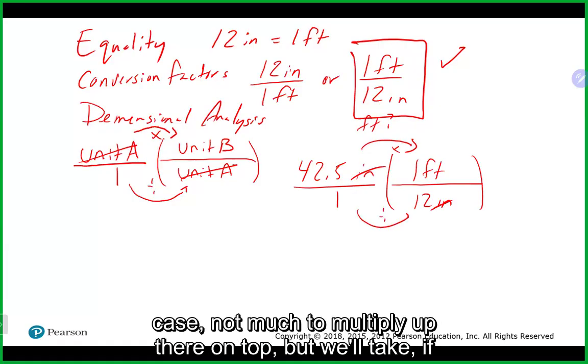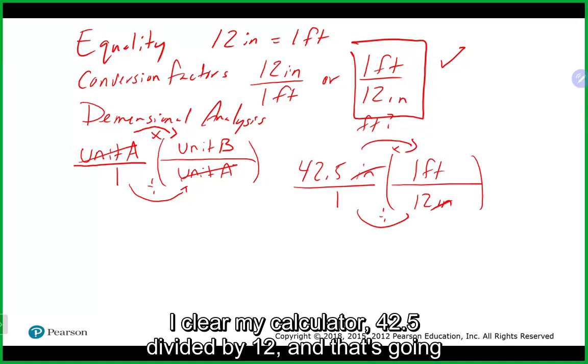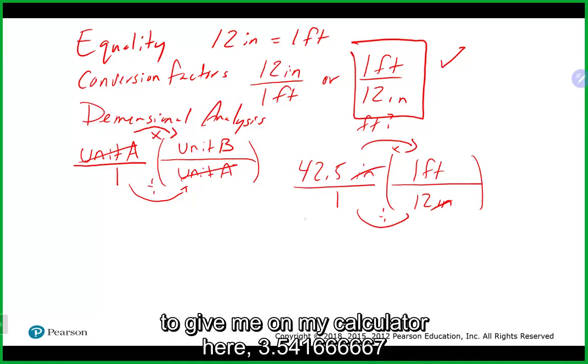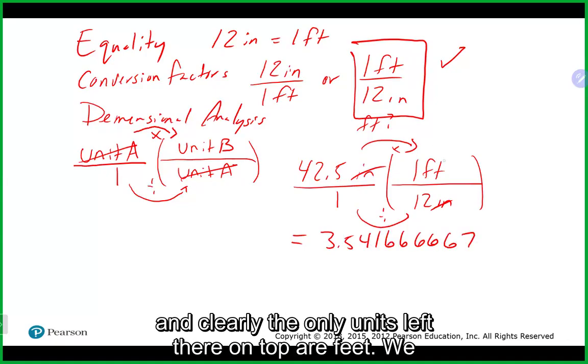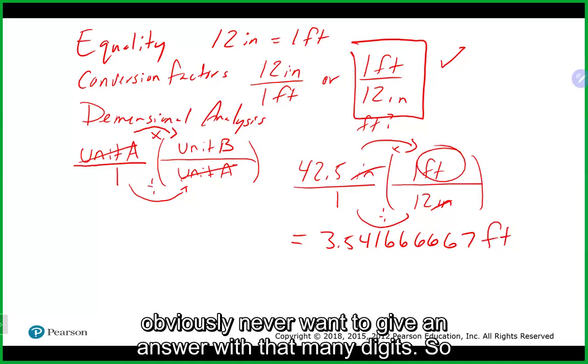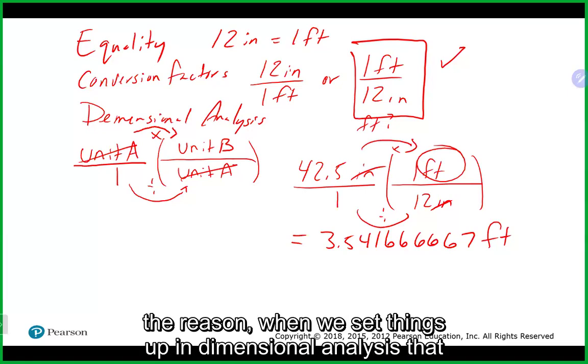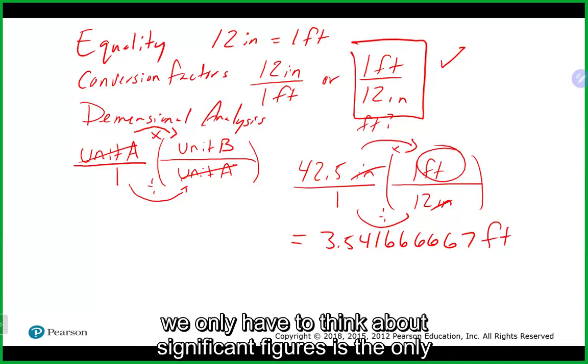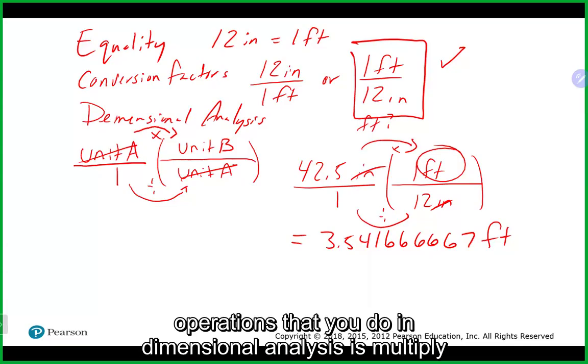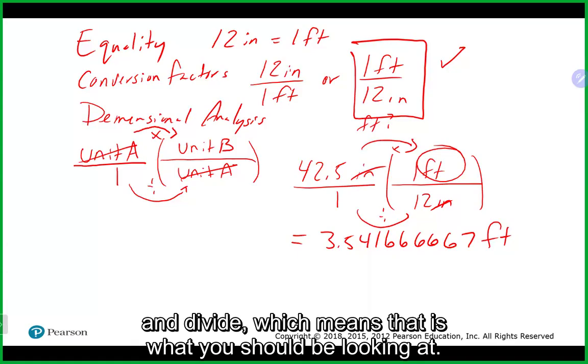In this particular case, not much to multiply up there on top, but if I clear my calculator, 42.5 divided by 12 gives me 3.541666667. And clearly, the only units left there on top are feet. We obviously never want to give an answer with that many digits, so we also want to think about significant figures here. The reason that when we set things up in dimensional analysis we only have to think about significant figures is that the only operations you do in dimensional analysis are multiply and divide, which is what you should be looking at.